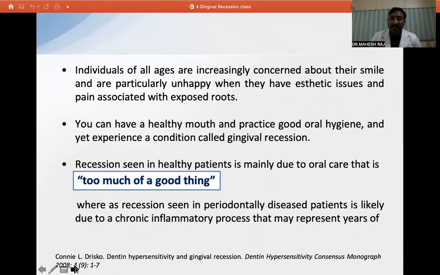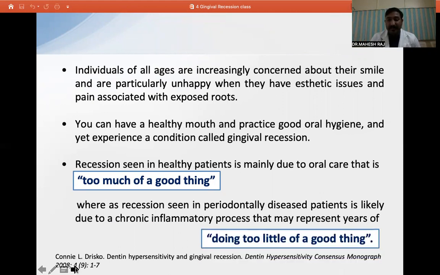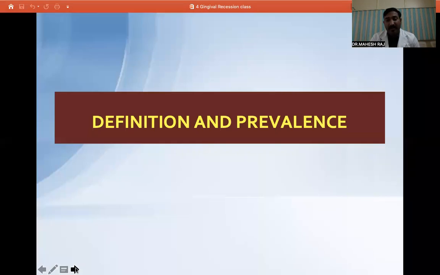Too much of a good thing is not good, right? Because in healthy patients, you are taking so much care of the oral cavity, so much you are brushing, there are more chances of getting a recession. Doing too little is also not a good thing.